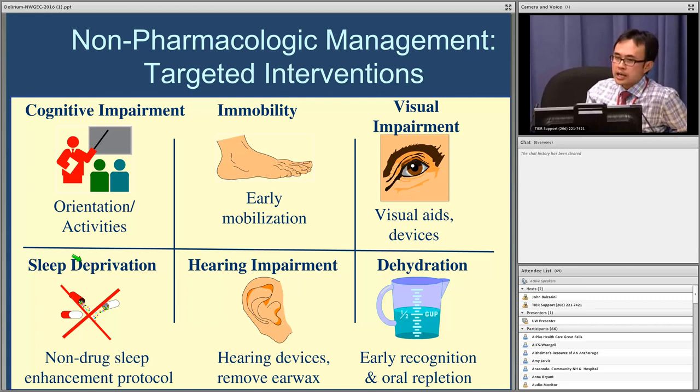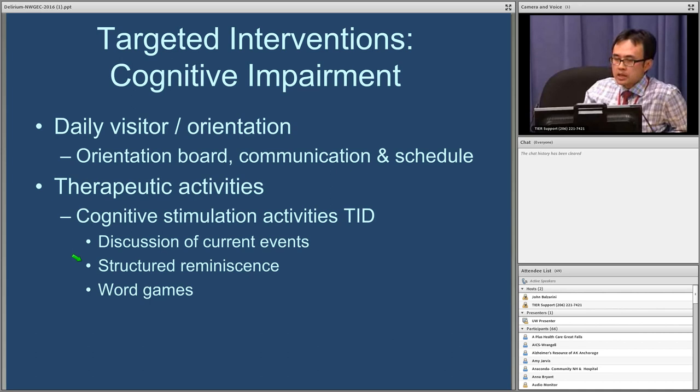So they had a cognitive impairment protocol. They had a protocol to address immobility. They had a protocol to address visual impairment and also hearing impairment. They had a protocol to address sleep. And they also had a protocol to address dehydration and malnutrition as well. So these six protocols comprised HELP. Okay. So the cognitive impairment, well, what was it?